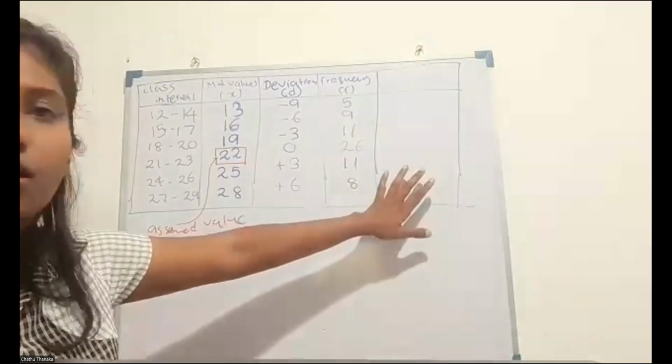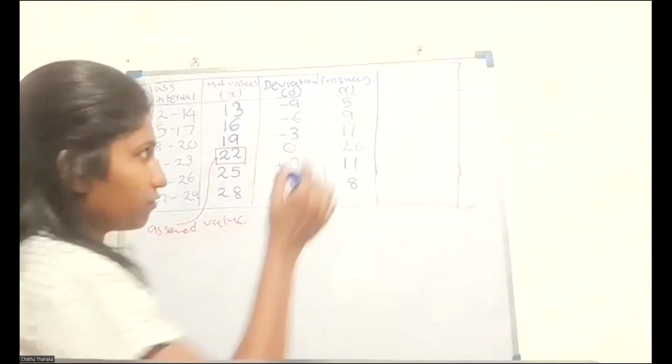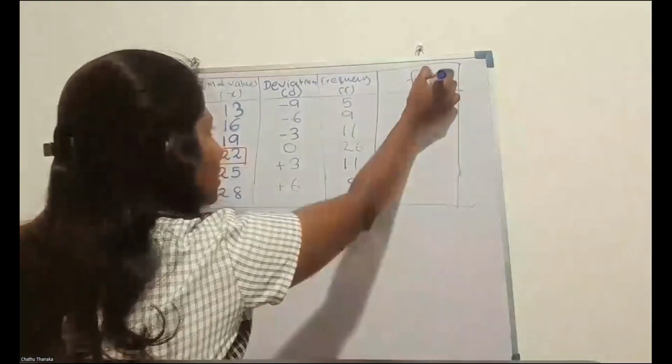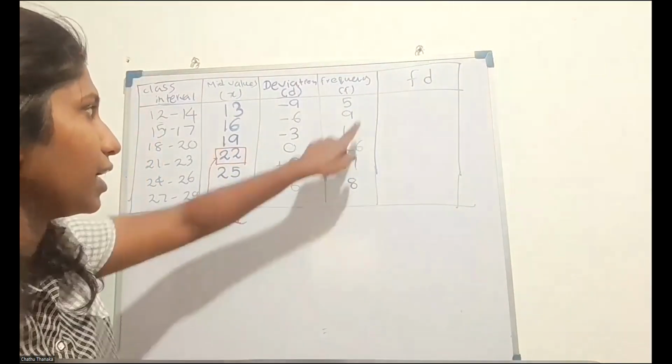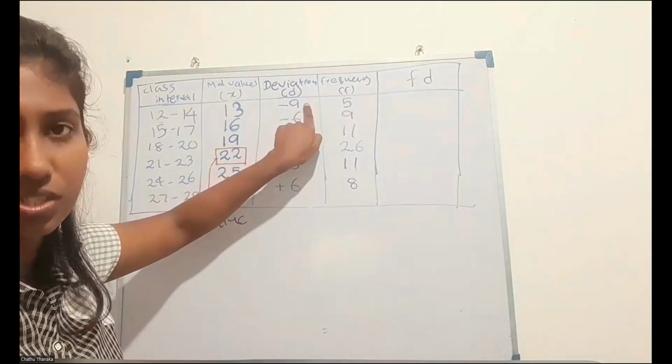But here you don't need to multiply. Just for the final column, you have to take FD. F mean frequency, D mean deviation. Just multiply frequency value and the deviation value.